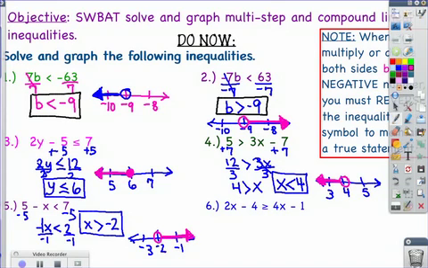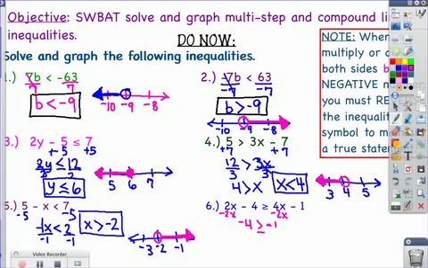We have x's on both sides of the inequality symbol. My first step is to try to get all x's on one side. So I'm going to subtract 2x from both sides of the inequality symbol, which leaves me with negative 4 is greater than or equal to 2x minus 1.